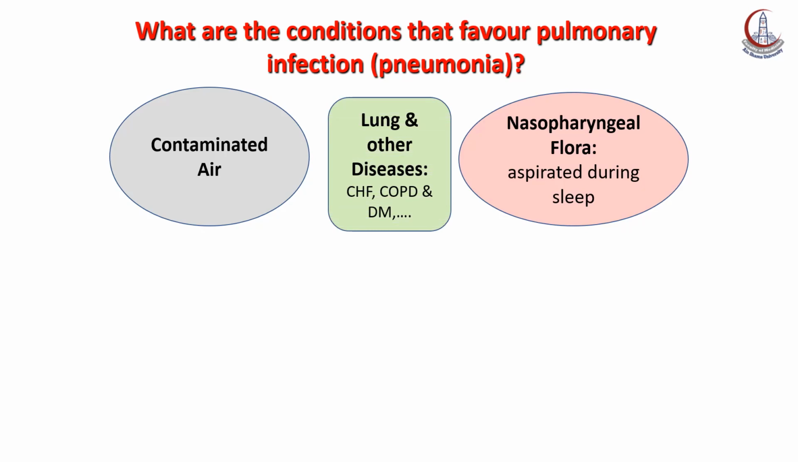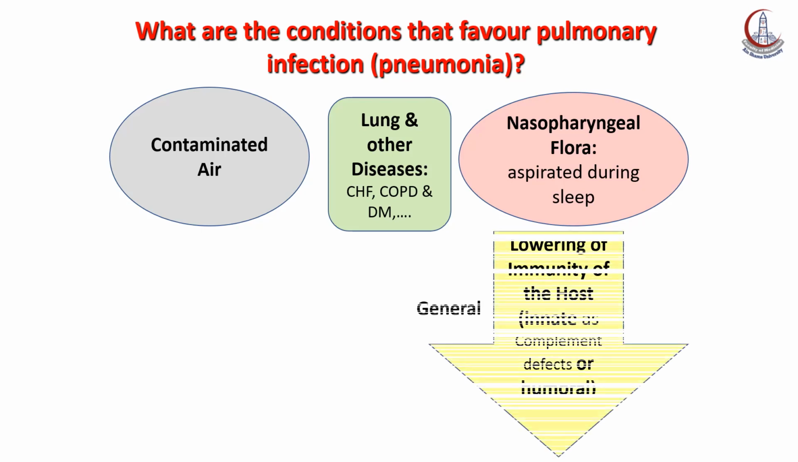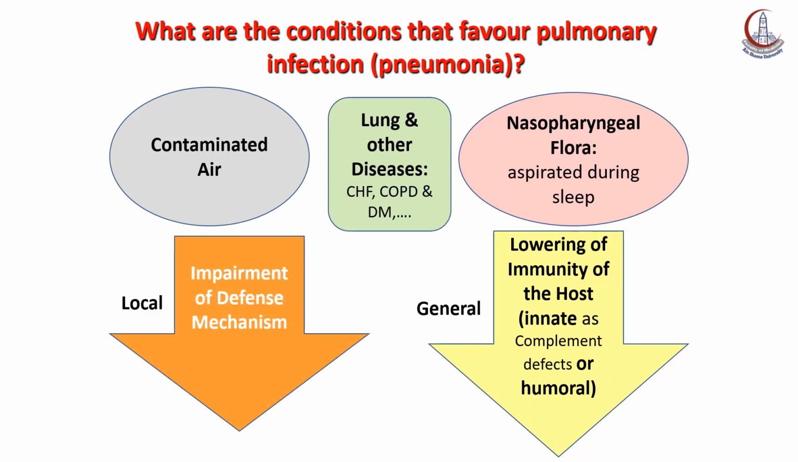Other lung diseases and diseases causing decreased patient immune response, like congestive heart failure, COPD, and diabetes mellitus, all these diseases decrease the immunity. Lowering of the immunity of the host as a general cause, like decrease in innate immune response as in complement defects, or humoral immune response defect.